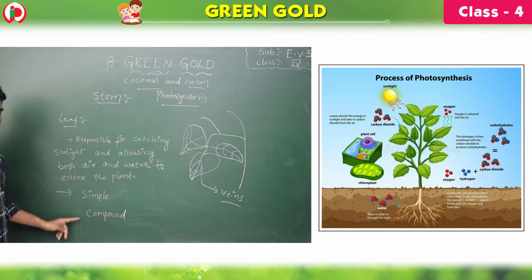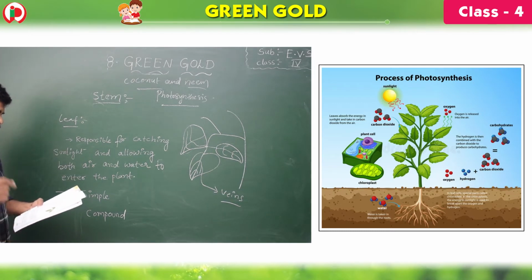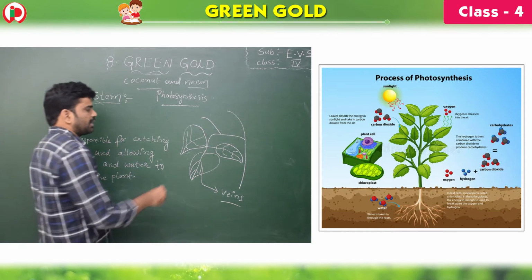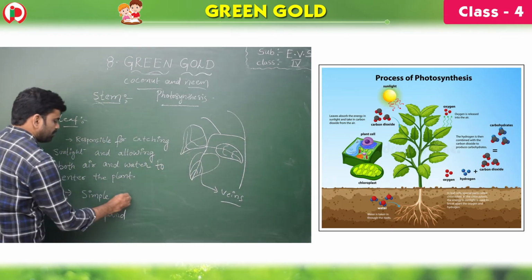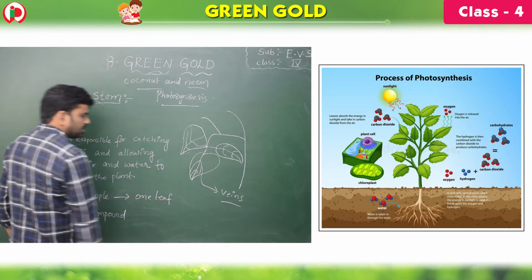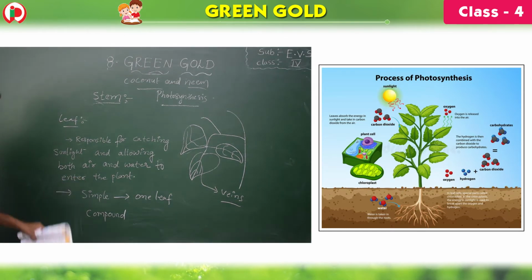And leaves are of two types, children. It may be simple or compound. What do you mean by simple leaf? Yes, one leaf connected to the plant. Simple means only one leaf. If only one leaf connects to the plant, that is called simple. Next one, compound, where a leaf is connected with one petiole but has numerous leaflets.